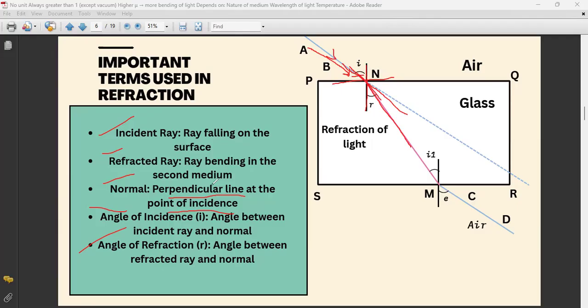Now angle of incidence and angle of refraction. Let me just clear this. This angle which we see here between the incident ray and the normal will be called the angle of incidence, which is represented here by i. Similarly, the angle between the refracted ray and the normal will be called the angle of refraction, and that is represented here by r. I hope all these new terms are clear to you.